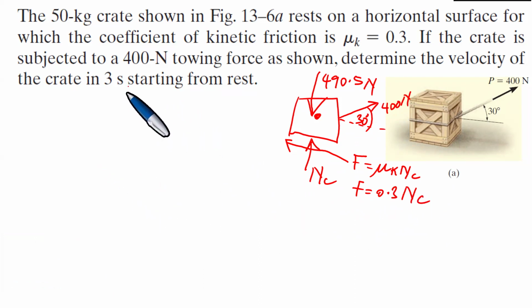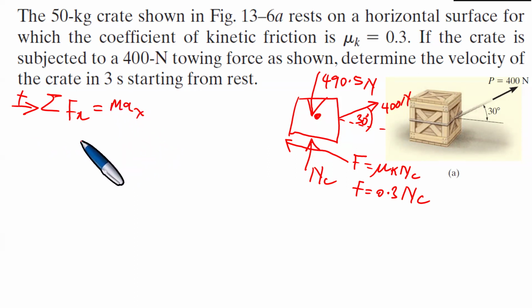If the crate is subjected to a 400 Newton towing force as shown, determine the velocity of the crate in 3 seconds starting from rest. If this is the case, a couple of things remain important. As this crate is pulled towards the right, we choose that direction as positive, and we have our sum of F sub x, which according to Newton's second law is ma, like so.